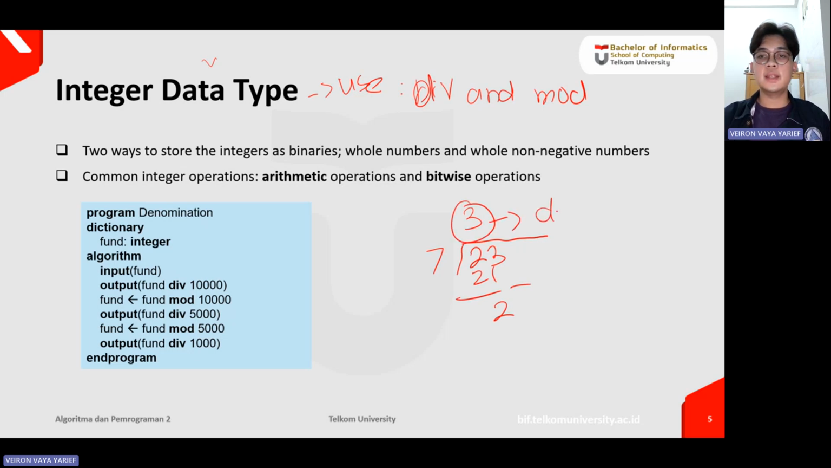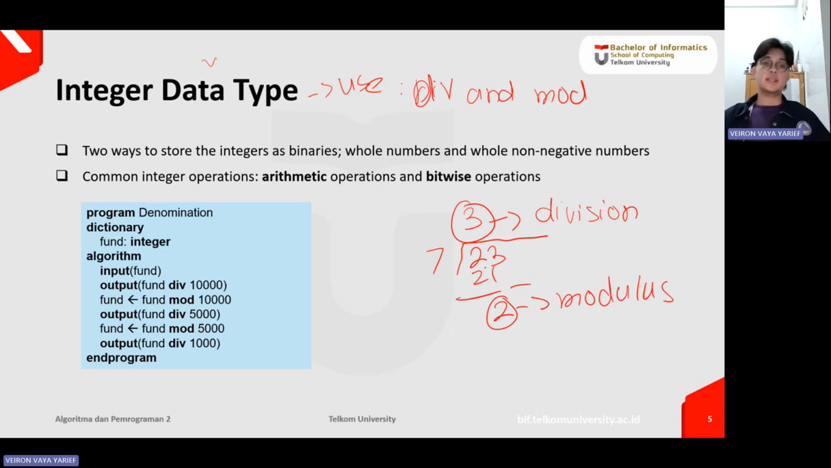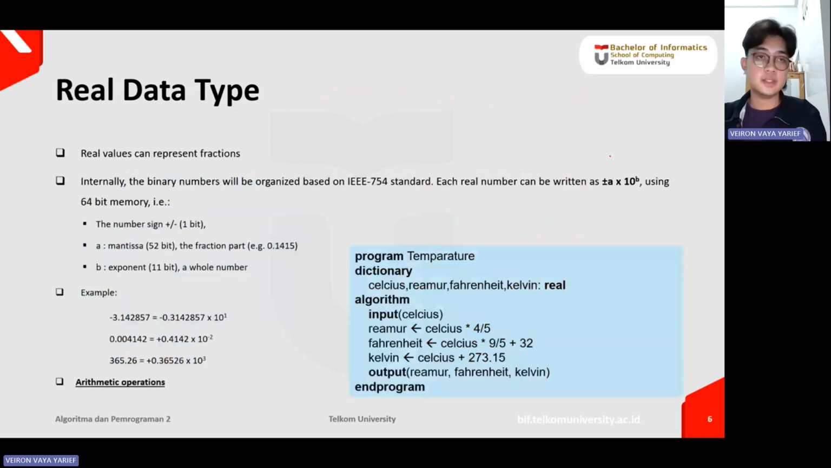3 is a division value, okay, div value. 2 is the modulus value, okay? That's what's important in the integer data type. You can add it, you can minus it, but this is what makes it different. It has a modulus operation.